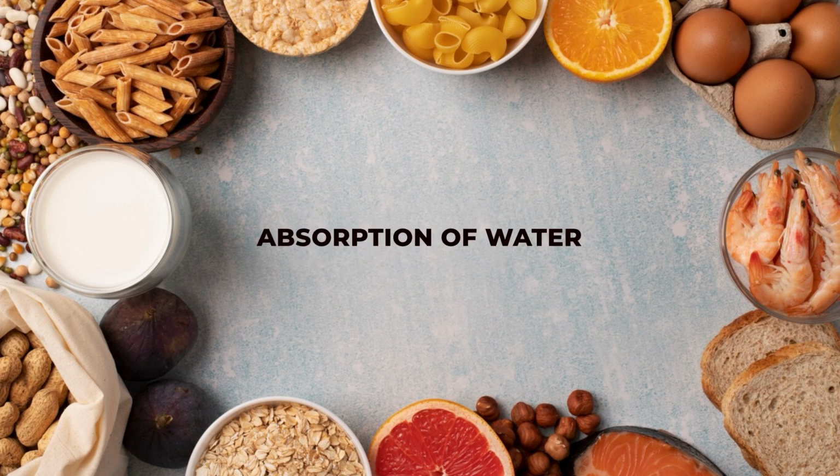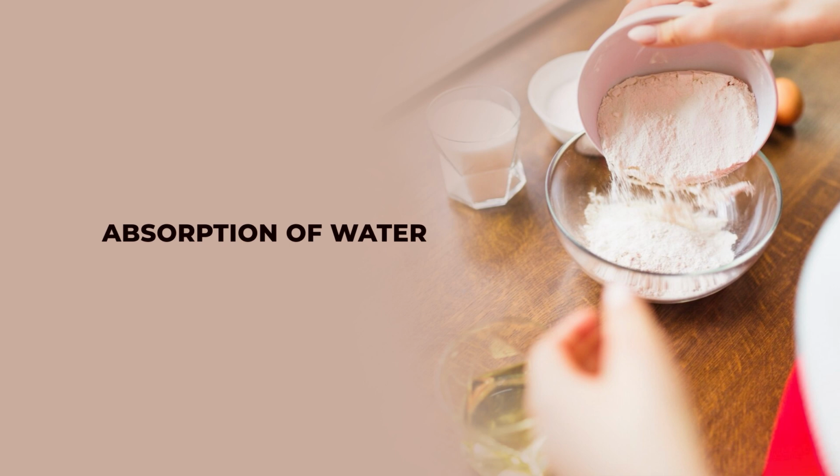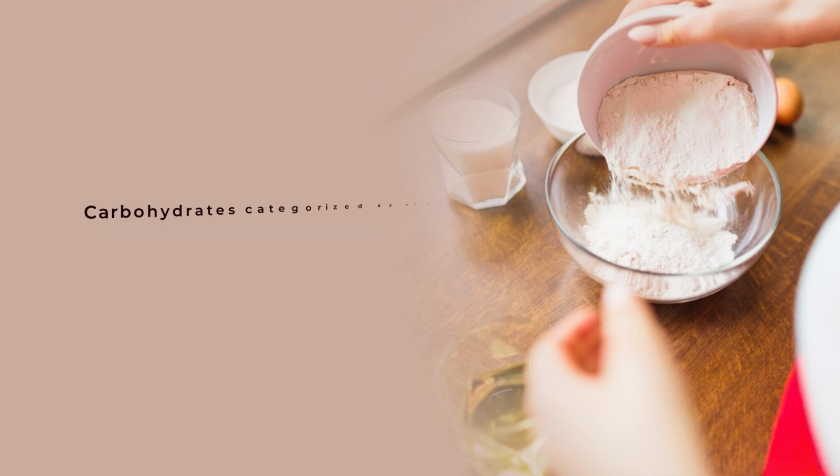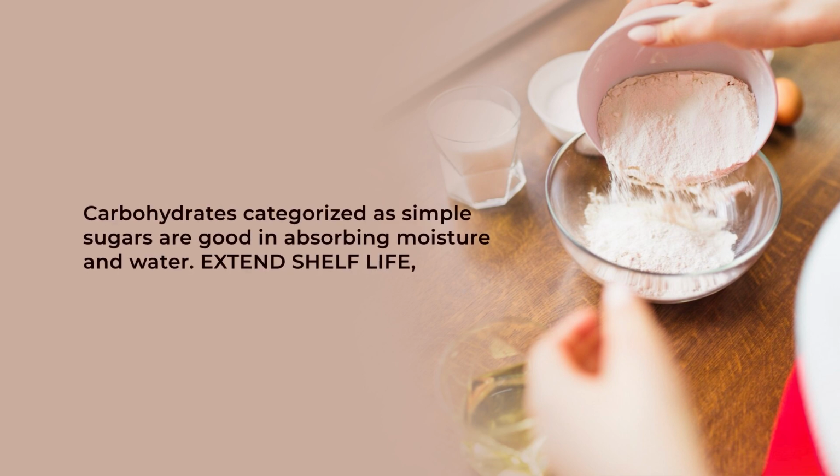Like absorption of water, solubility, mutarotation, inversion of sugar, taste, crystallization and effect of feed. So, these are some of the things we will discuss. First is the absorption of water. Sugars are categorized as simple sugars. They are good at absorbing moisture and water. When they absorb the moisture, they indirectly reduce the water activity and extend the shelf life, right.